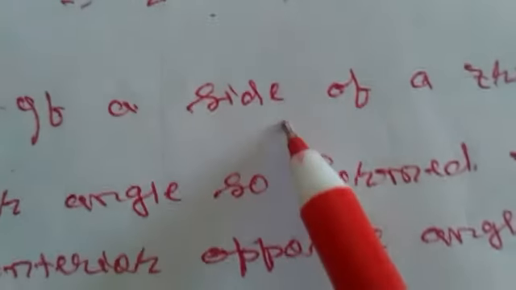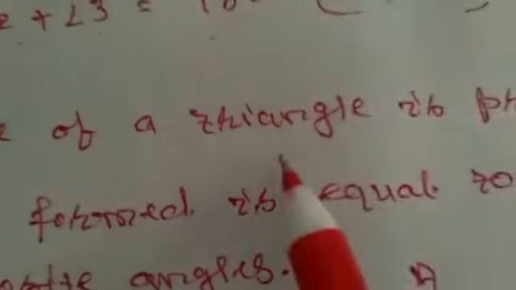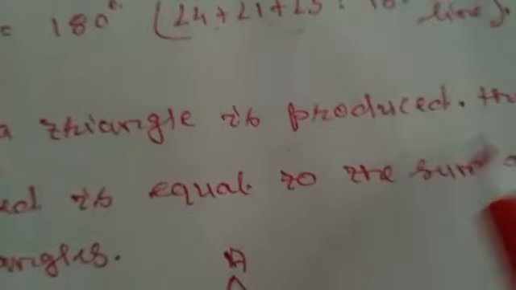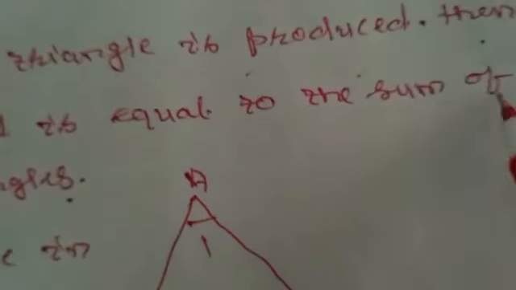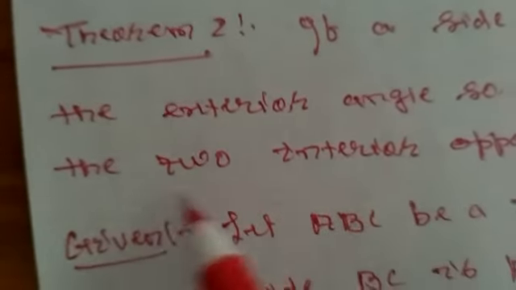Now there is again theorem number 2, which is also important, and theorem number 2 is that if a side of a triangle is produced, then the exterior angle so formed is equal to the sum of the two interior opposite angles. Let's see the figure.